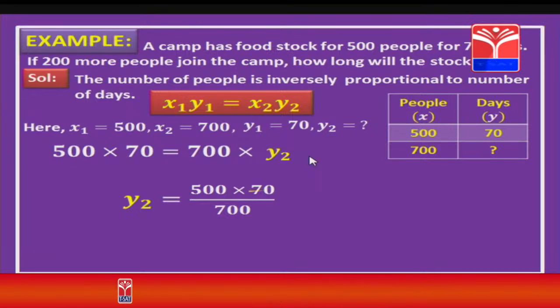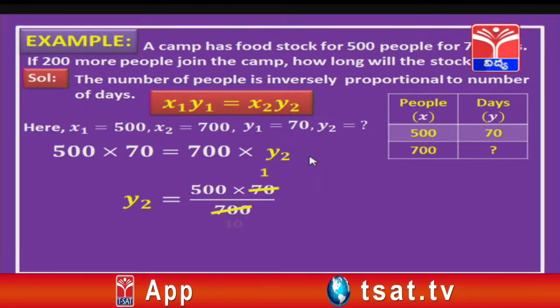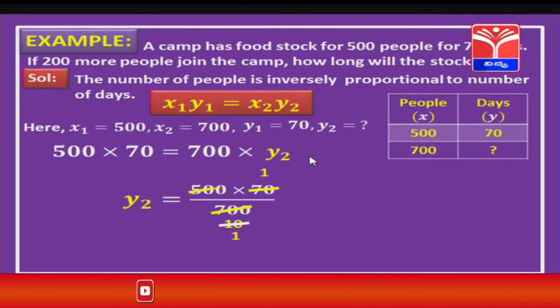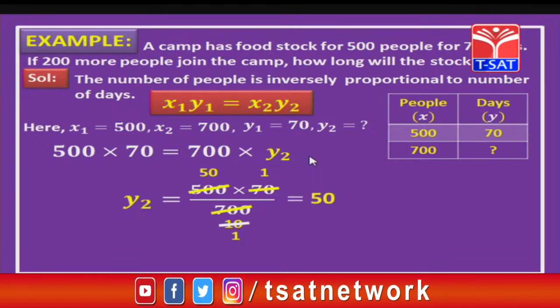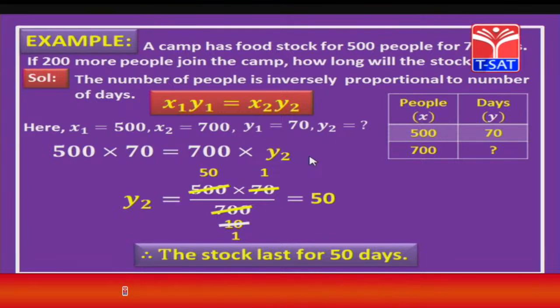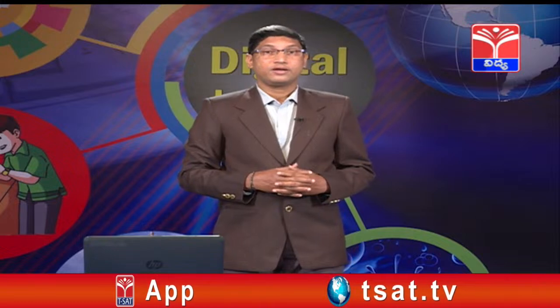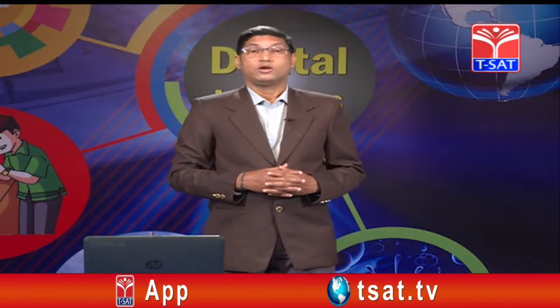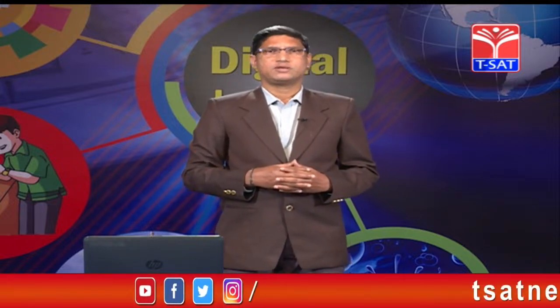Let us simplify this. So 70 goes one time in 70, whereas in 700 it goes 10 times. Now 10 goes in 10 one time, whereas in 500 it goes 50 times. Now what is left, children? Yes, 50. That means the stock lasts for 50 days. So children, we have understood what direct and indirect proportions are, and also we have seen some real life examples of direct and inverse proportion, and we have solved a few examples also.